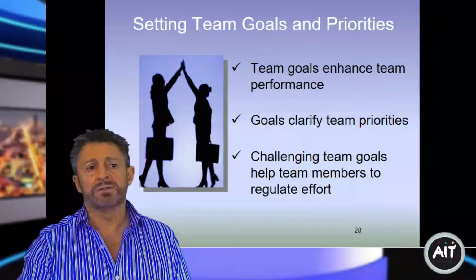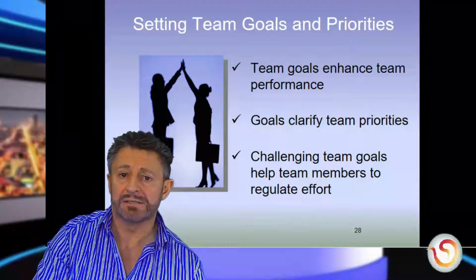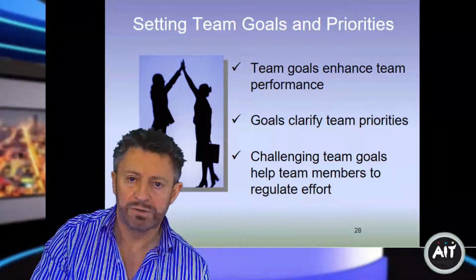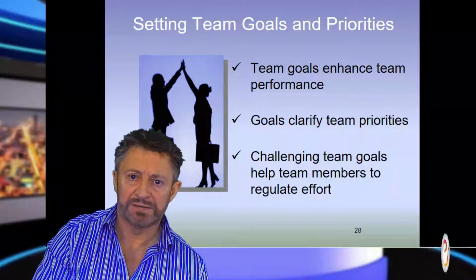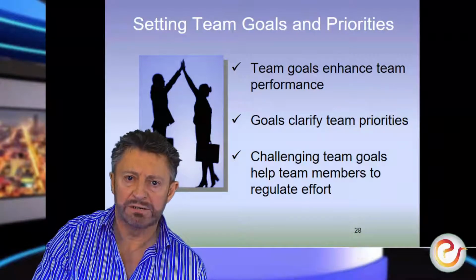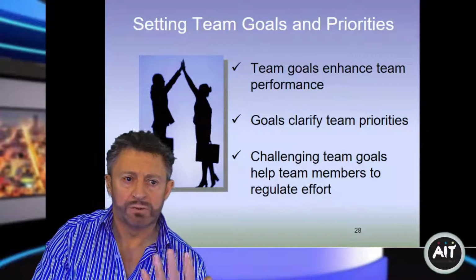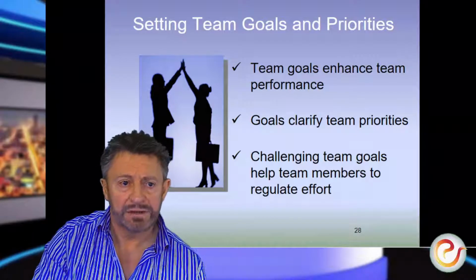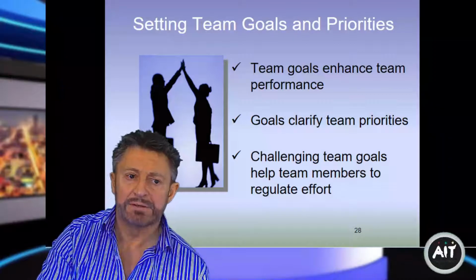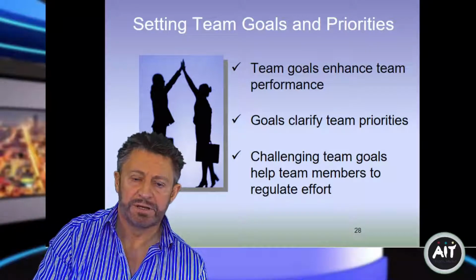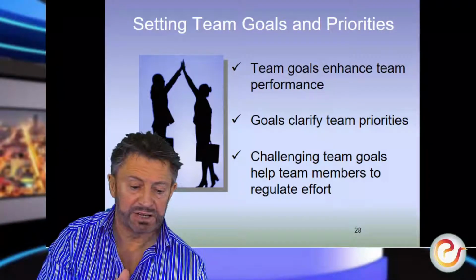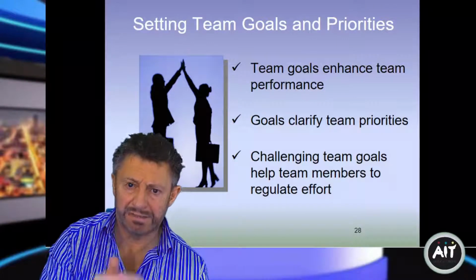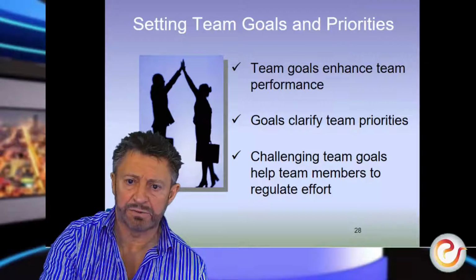So, setting the goals and priorities. Team goals enhance team performance. When we know what's expected from us, we get on and do it, and we do it more efficiently and effectively because we have clearly communicated goals. Goals clarify the team priorities, so we know what has to be done by when. And challenging team goals help team members to regulate effort. Knowing the complexity or the challenges, the levels of what's expected of us, we can pace ourselves in delivering on each of those goals.